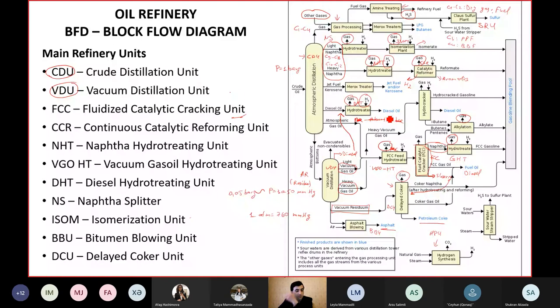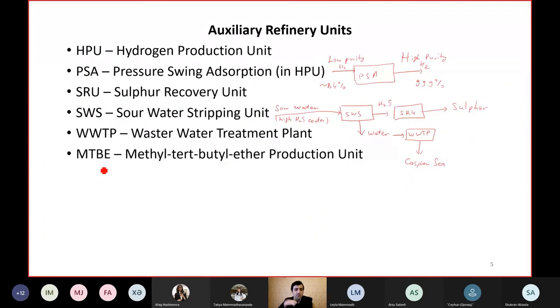Methyl tert-butyl ether production unit. This can be purchased as a chemical, or you can have a separate unit for this product. Why do we need this one? MTBE has a research octane number of 120 or 116. This can be added to the gasoline pool to have the 95 and 98 gasoline.